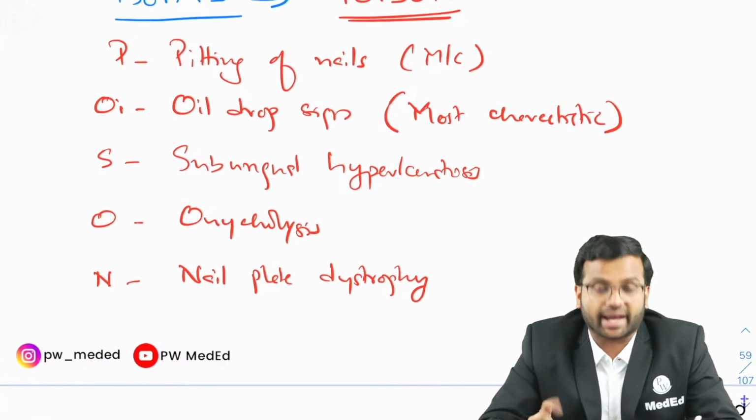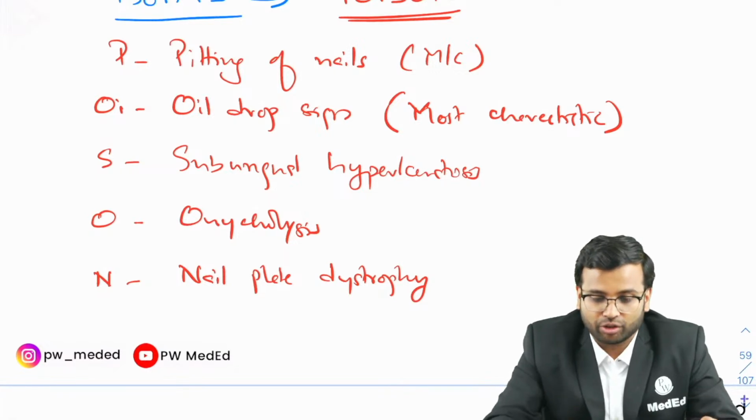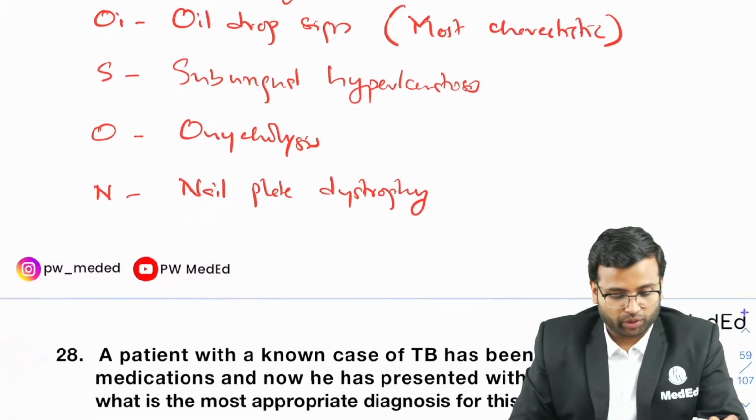So these are the various findings which you can see when it comes to psoriasis nail findings. So remember it as POISON, out of which the most common is going to be the pitting of the nails, and the most characteristic is going to be the oil drop sign. Fine. So now let's move to the next one.